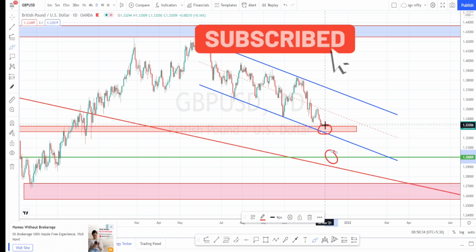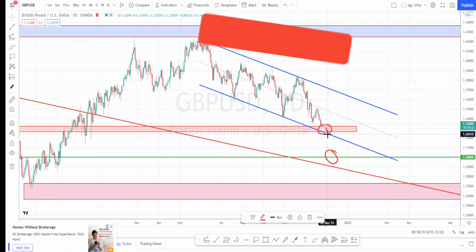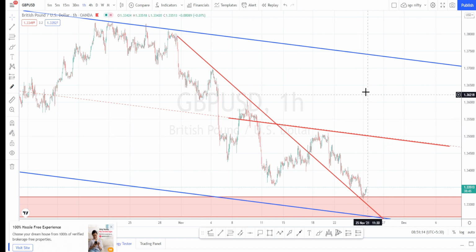We can expect the market to test on this support level of the channel pattern, test on this mid resistance level, and again retrace and start its downtrend. Presently I cannot see any sort of bullish trend in this market for now from the daily time frame. Let us do the analysis in hourly time frame. So I'm in hourly time frame now.